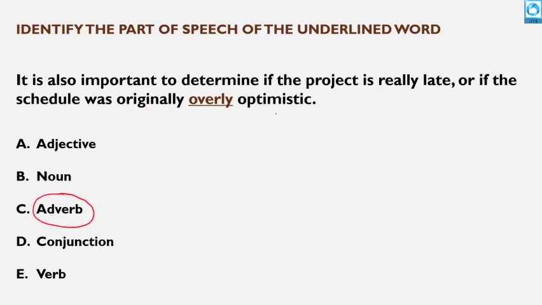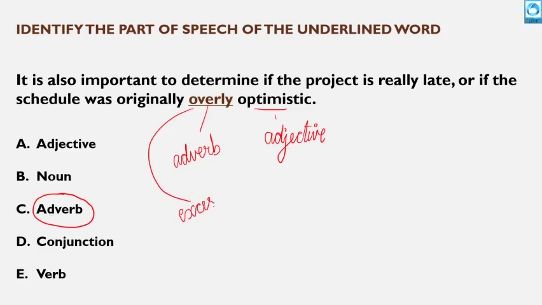As you can see, optimistic is an adjective, and to describe an adjective, you obviously use the adverb. Now, overly means excessively, so we can say excessively optimistic. Do not get confused here. Originally is also an adverb. We can use one adverb to qualify another adverb. So these two are adverbs used for the adjective optimistic. So C will be your answer choice here.